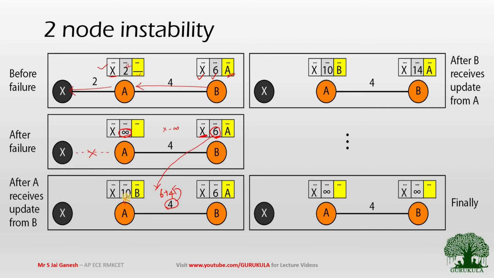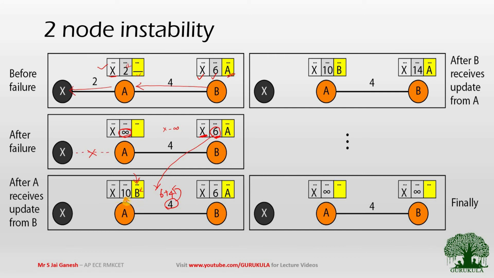So when you add 6 and 4, you will get 10 in total. And as per the updating procedure, the next hop column has to be updated based on the sending node. Here the sending node is B, so B is updated over here. So now A comes to know that X can be reached with a cost of 10 via B. So this is what the updated table will look like.